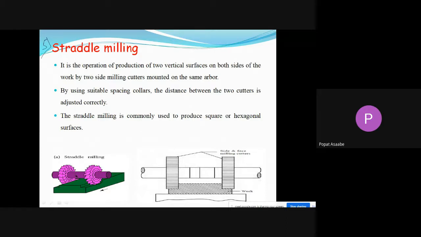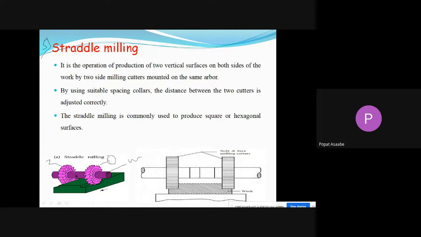In the straddle operation we use two milling cutters. See, this is milling cutter 1, this is milling cutter 2, and both milling cutters are mounted on the arbor. This is the arbor, and that arbor is fitted into the spindle, and this is the workpiece. Here in straddle milling we use two milling cutters, and with their help we can perform the milling operation on both sides of the workpiece.